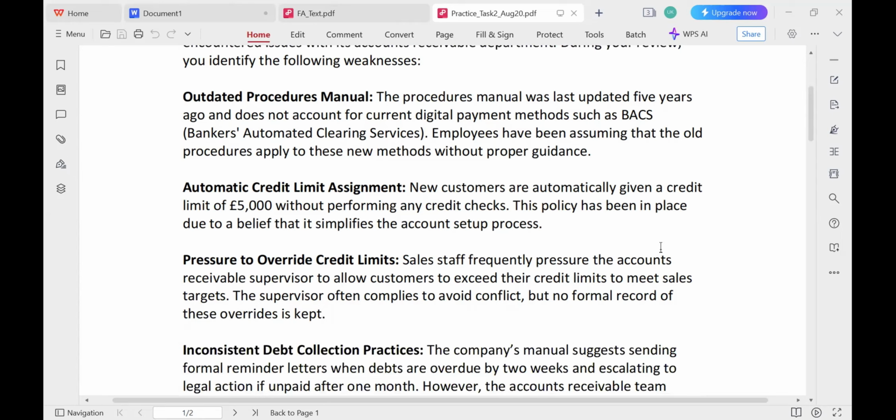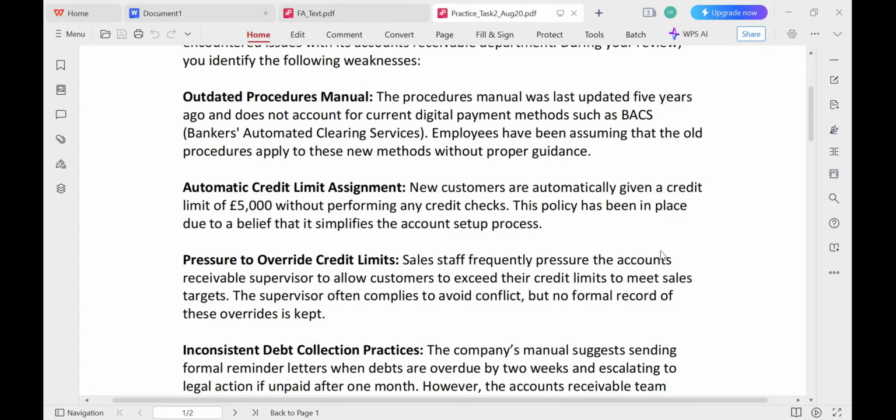Outdated procedure manual. So the procedures manual was last updated 5 years ago and does not account for current digital payment methods such as BACS, which is Bankers Automated Clearing Services. Employees have been assuming that the old procedures apply to these new methods without proper guidance. All right. So what can we do?